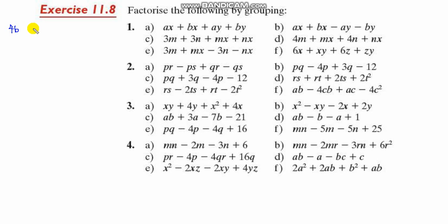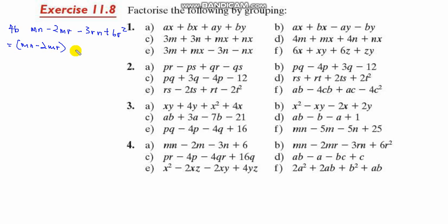Now, mn minus 2mr minus 3rn plus 6r squared. Okay. Now, what you do is, let's say we group mn minus 2mr.